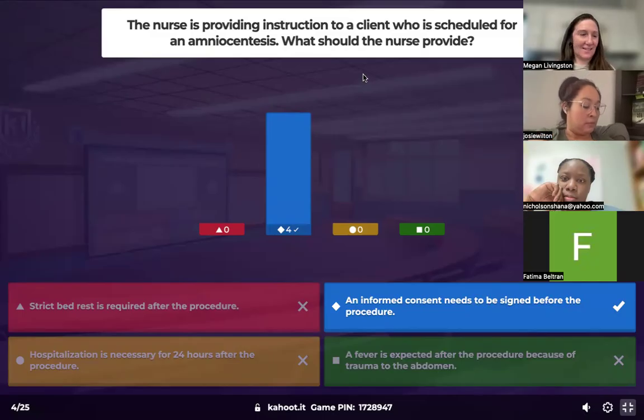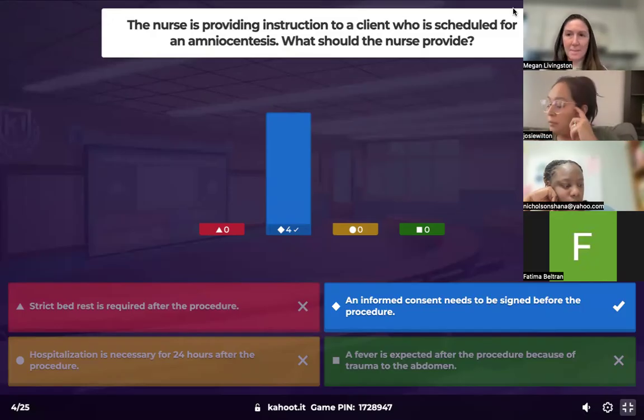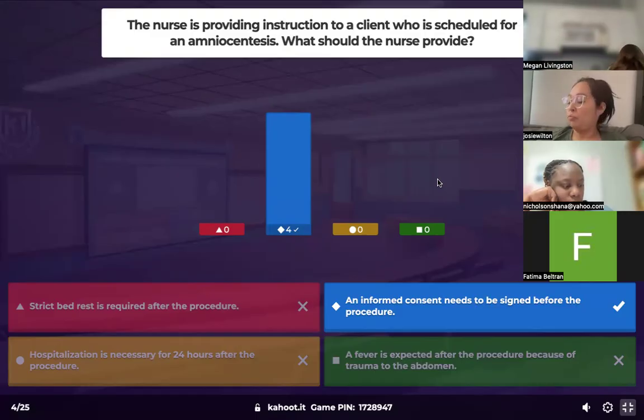Okay. The nurse is providing instruction to a client who's scheduled for an amniocentesis. What should the nurse provide? And you guys all got it right. An informed consent needs to be signed before this procedure. An amniocentesis is considered a high risk procedure, right? So this is something we 100% need consent for.